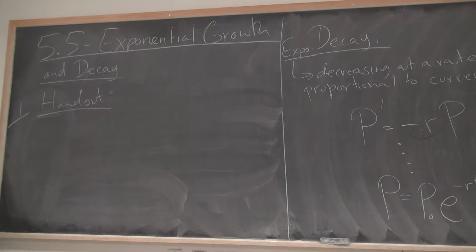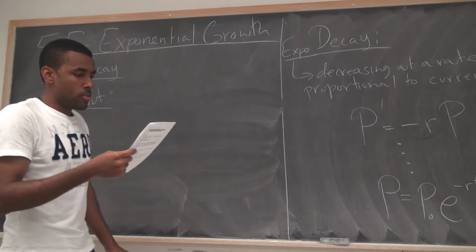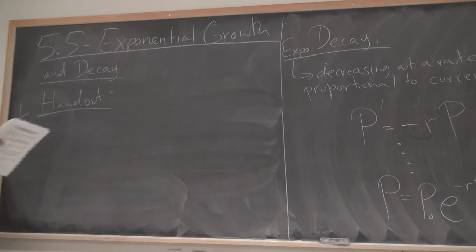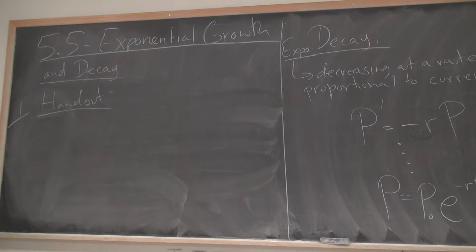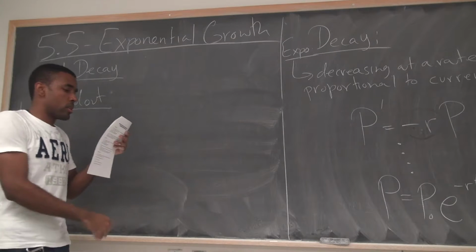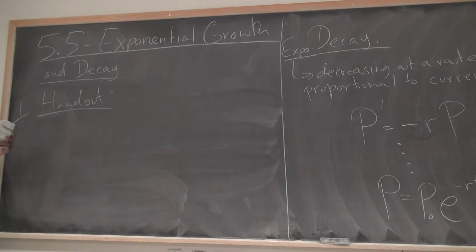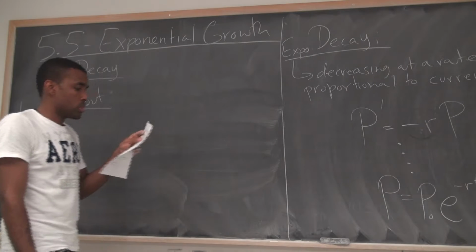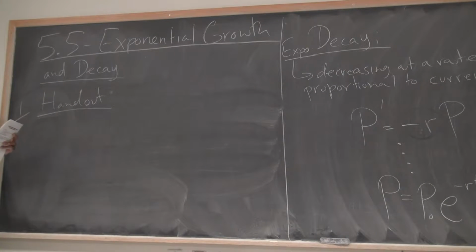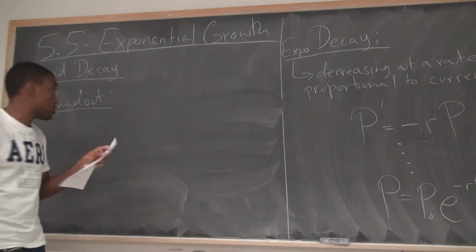P of t is the current size of a population of bacteria at time t. At 10 a.m. there are 50 bacteria. At 3 p.m. there are 350 bacteria. Assume the rate of growth of the population is proportional to its current size, meaning we have exponential growth. And we have A, find the relative growth rate of the population. B, find the formula for P of t. C, what is the size of the population at 4 p.m. D, what is the rate of growth at 4 p.m. And E, when will the population reach 1500?